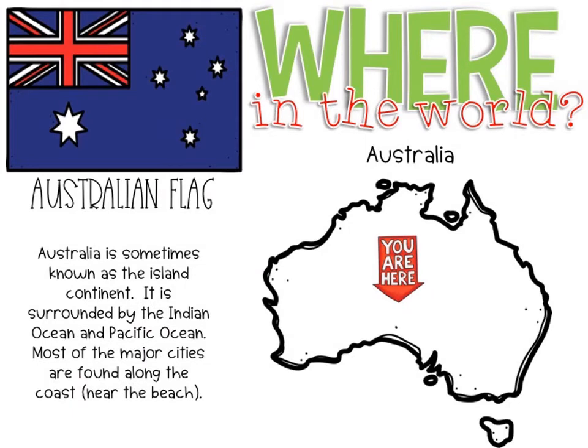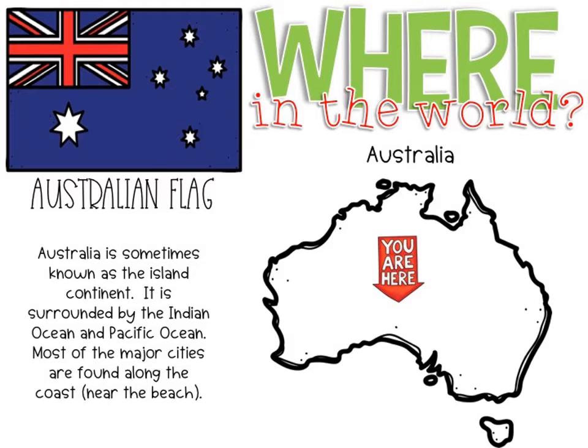Australia is sometimes known as the island continent. It is surrounded by the Indian Ocean and the Pacific Ocean. Most of the major cities are found along the coast, which is near the beach. Why do you think that is? Well, we're going to talk a little bit about part of the reason.